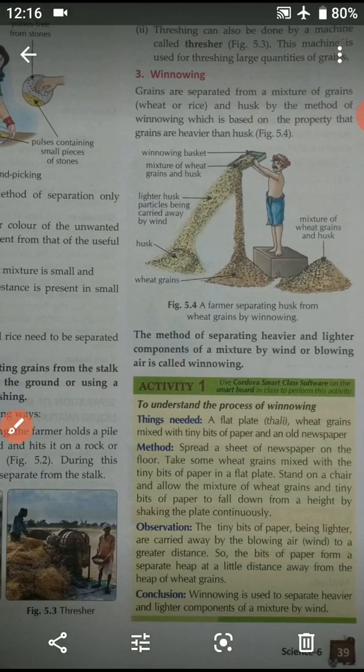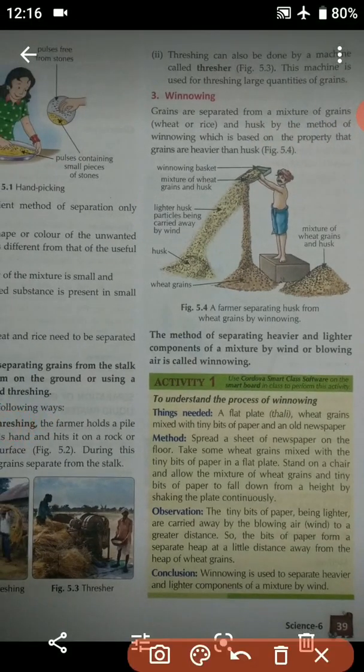Now you see number 3 is that threshing can also be done by a machine called a thresher. So I already told you this can be done with the help of a machine also. This machine is used for threshing large quantities of grain. So students, whenever there is a very small quantity of grain, the farmer does it with their hands only, and whenever there is a large quantity of grain, the farmer uses the machine.